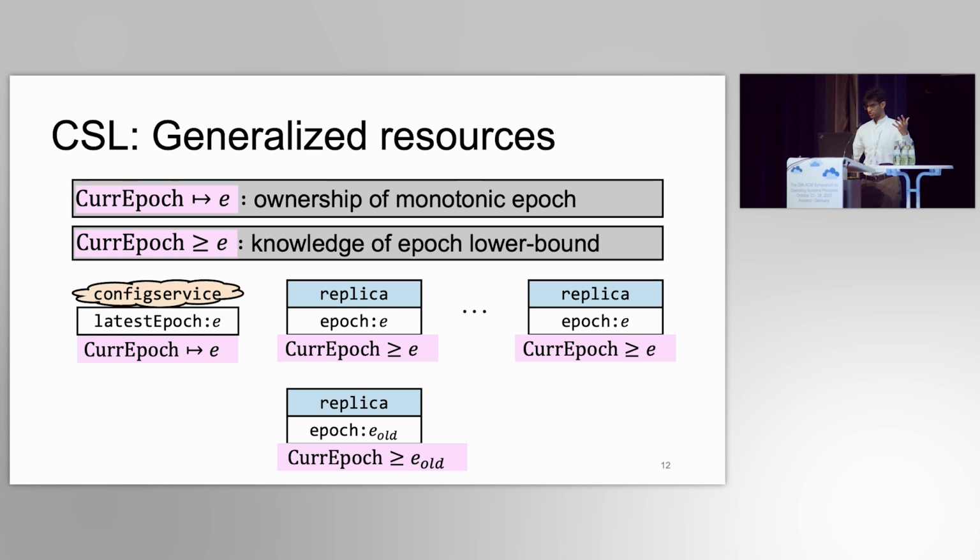And this resource is owned by all of the other replica servers and represents the fact that whatever epoch these replicas are in was once the latest epoch of the system. And what this kind of ownership allows for is reasoning about the resources that one server owns independently of the others. So for example, the config service owns current epoch points to E and can freely change its own, incrementing this epoch number and changing its ownership to current epoch points to E plus 1, without worrying about invalidating the lower bound resources of any of the other servers.